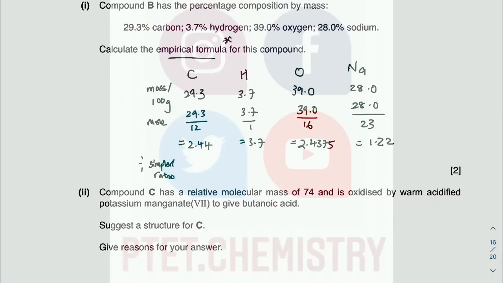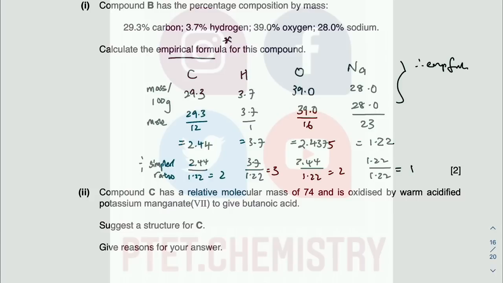Well, essentially I want the simplest ratio, so I need to divide by the smallest number. So the smallest number is 1.22. That will give me 2. 3.7 over 1.22, that gives me 3. 2.44, I just round it up to make my life easy. That's just 2. 1.22 over 1.22 is just 1. Therefore, the empirical formula is just C2H3O2Na. Okay, where the Na is just 1.